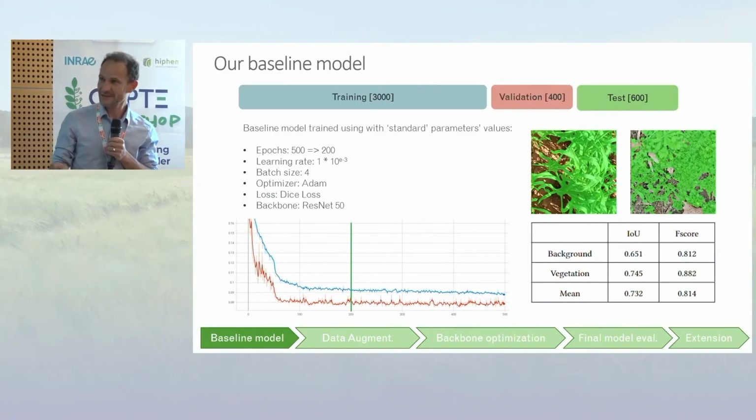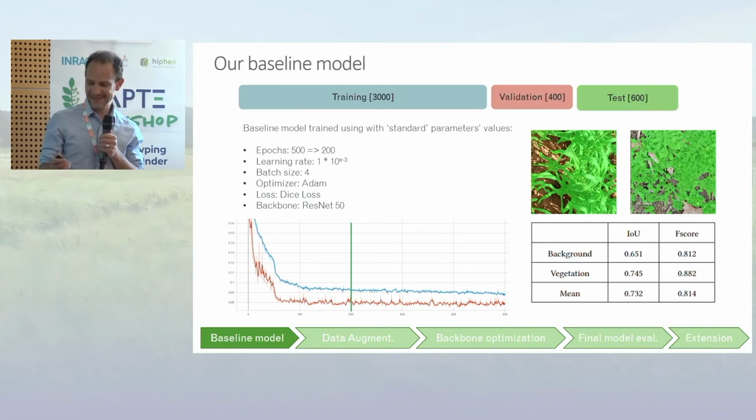Okay. Yes, here. Nobody pushed this button before.